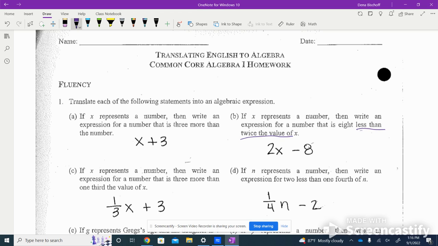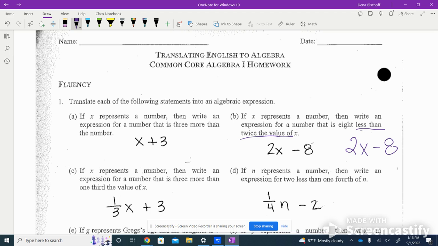How do I show twice something? What does it mean twice? Are you writing this down because you said you needed help with it? Okay. How do I show twice something? You multiply by 2. So 2x minus 8.